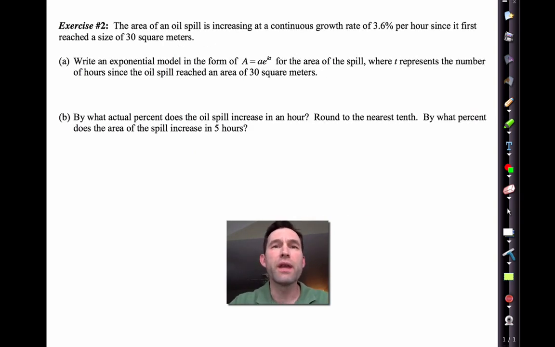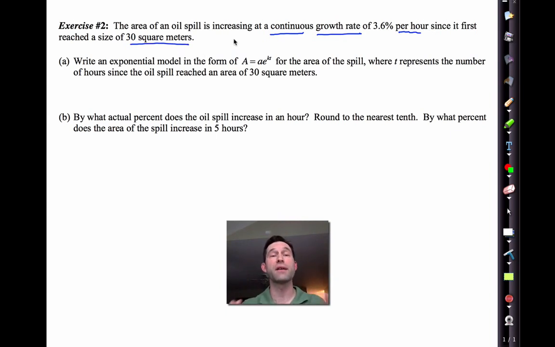This is a very easy formula to apply, but the key is that you should only be applying it if you know that the growth rate that you've been given is what's known as a continuous growth rate. So take a look at exercise number 2. It tells us that we have an area of an oil spill that's increasing at a continuous growth rate of 3.6% per hour. There's a good time unit. Always make sure you know your time units. Per hour, since it first reached a size of 30 square meters. So in other words, that's our initial size.